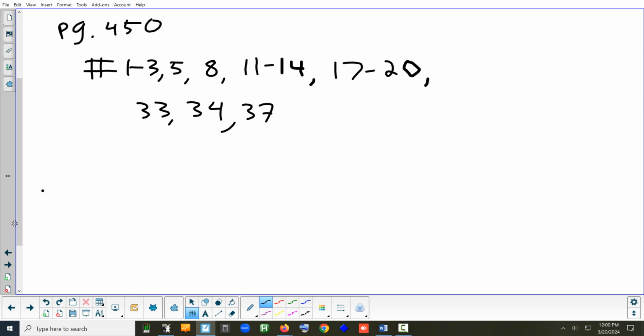Okay, so that's the homework on page 450. That's it. We'll go over that tomorrow and then finish up. 135, 1 through 3.